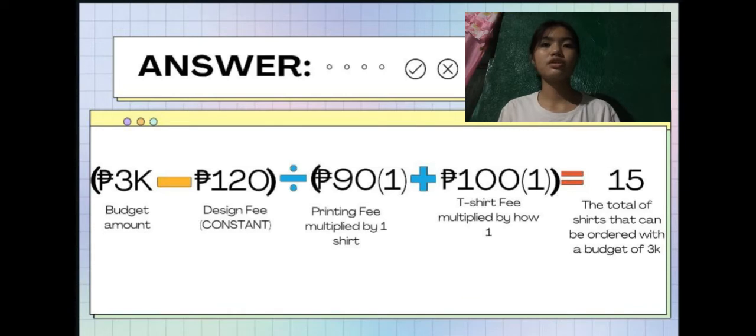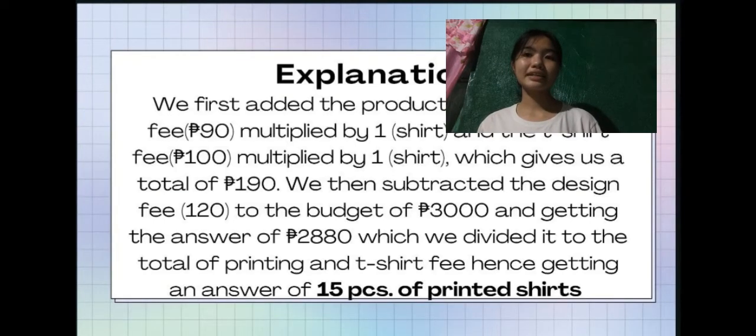This is our solution. 3,000 pesos is the budget amount. 120 pesos is the design fee, which is constant. 90 pesos is the printing fee. 1 is the number of shirt being printed, 100 is the t-shirt fee, and 1 is the number of shirt. First we added the product of the printing fee, 90 pesos, multiplied by 1 shirt, and the t-shirt fee, 100 pesos, multiplied by 1 shirt, which gives us a total amount of 190 pesos.